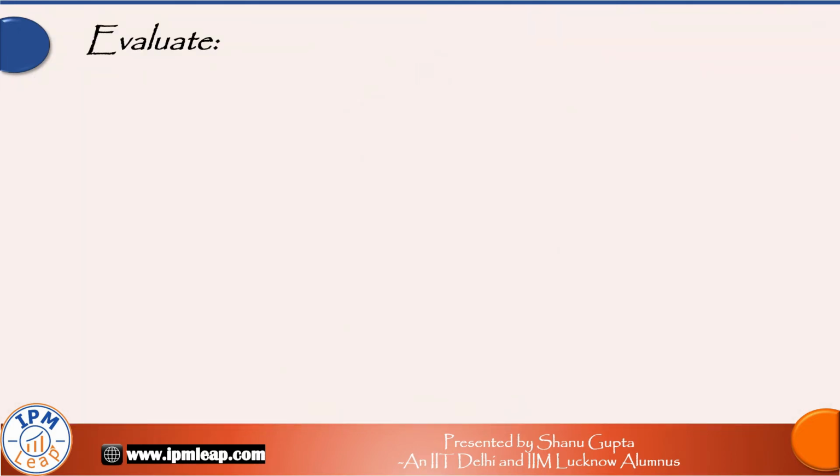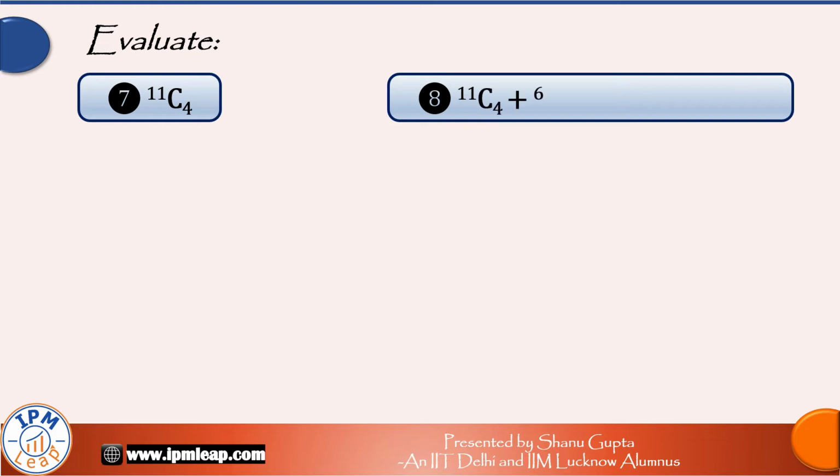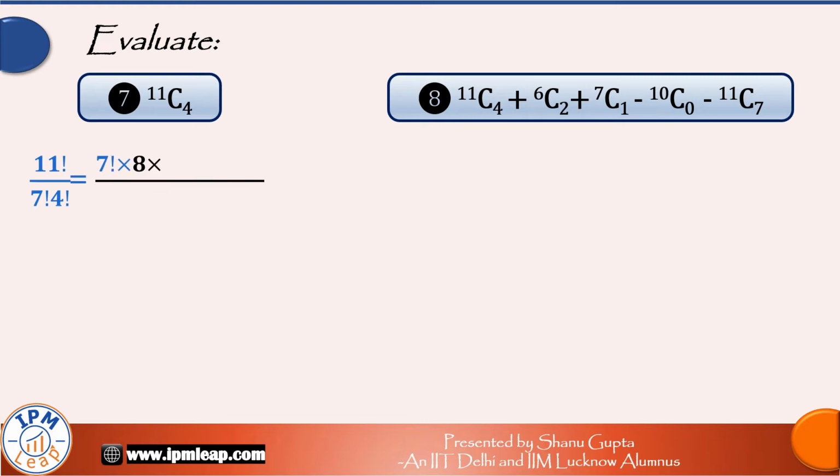A few more. The 7th question is to evaluate 11C4. Comparing it to nCr, n is 11 and r is 4. So this will be equal to 11 factorial over 11 minus 4, which is 7 factorial into 4 factorial. Next we need to write the numerator, which is 11 factorial, in terms of the bigger number in the denominator, which is 7 factorial. So 11 factorial we know is equal to 7 factorial into 8 into 9 into 10 into 11. 7 factorial gets cancelled in numerator and denominator, and this expression simplifies to the value of 1320.